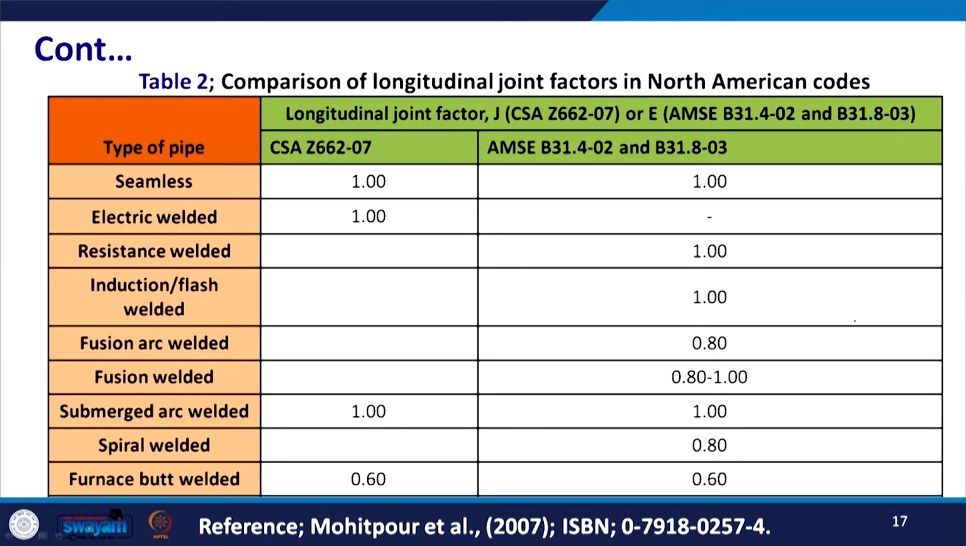Now here you can see the comparison of longitudinal joint factors in North American codes, comparing CSA and ASME. Seamless for CSA is 1.00, and it is similar to ASME. For electric welded, the applicable code is CSA, that is 1.00. Similarly, for submerged arc welding both the values are similar, and for furnace butt welded both the values are similar. Apart from this, all the values pertain to ASME.